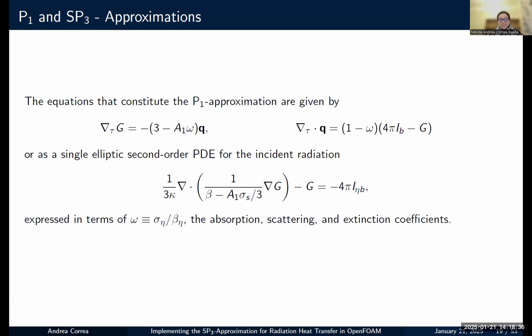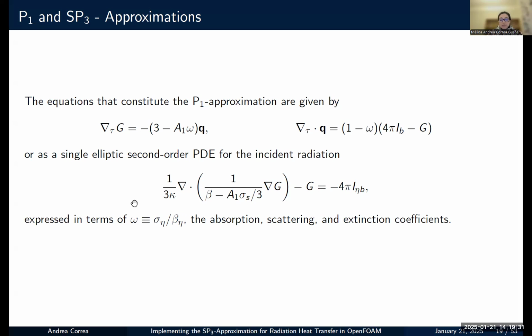After, of course, some detail that, if you go to the course, you can see in my report, the main equation of the P1 approximation is obtained, and this equation has this form. In this model, we can use a single elliptic second order partial differential equation for the incident radiation. It's this second one. And in this case, the P1 approximation turns the entire radiative problem into an easier model. We can call it solving only incident radiation and radiative heat flux.